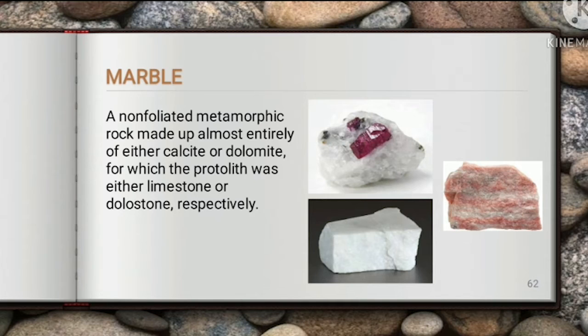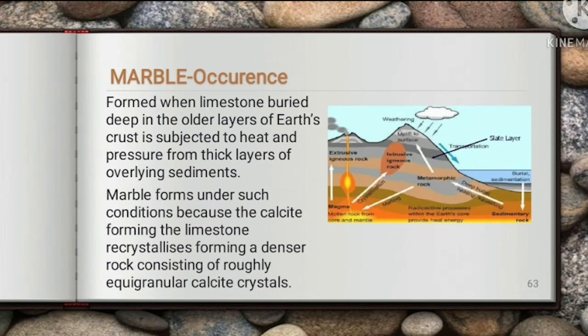Marble is a non-foliated metamorphic rock made up almost entirely of either calcite or dolomite, for which the protolith was either limestone or dolostone, respectively. Marble was formed when limestone buried deep in the outer layers of the earth's crust is subjected to heat and pressure from thick layers of overlying sediments.